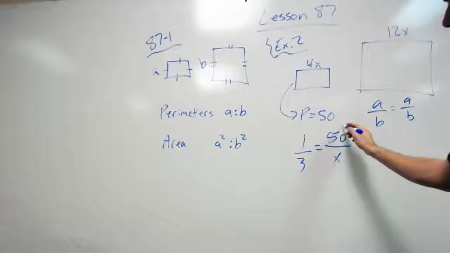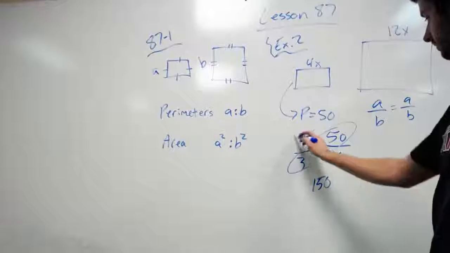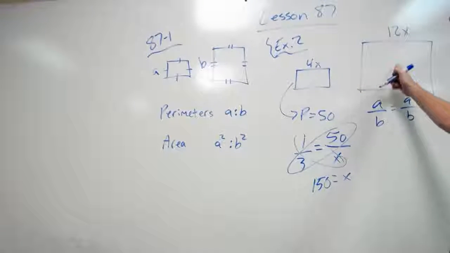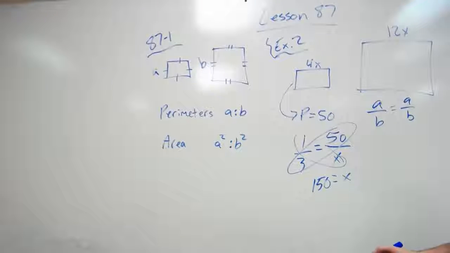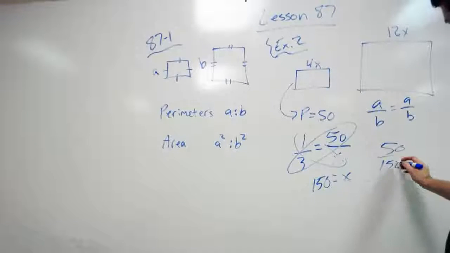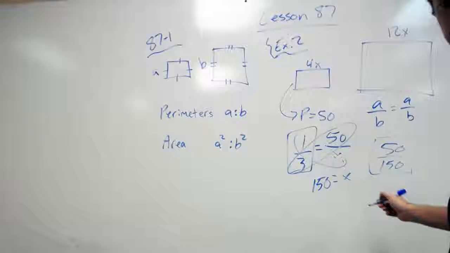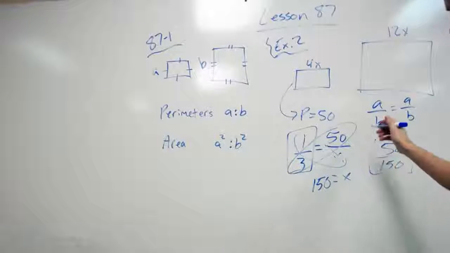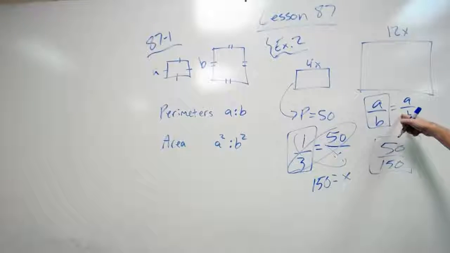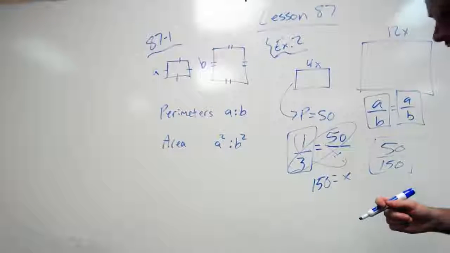And so then we solve. We cross multiply. 50 times 3 is 150. 1 times x is x. So the perimeter of the big rectangle is 150. Notice 50 over 150 has the same 1 to 3 ratio. That's what I am trying to say: the ratio of the side lengths A over B is equal to the perimeter ratio A over B. Hopefully that made a little sense.